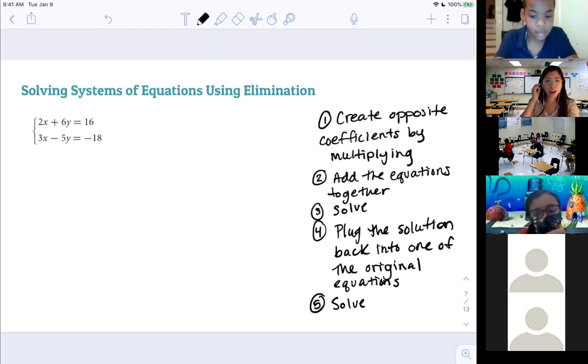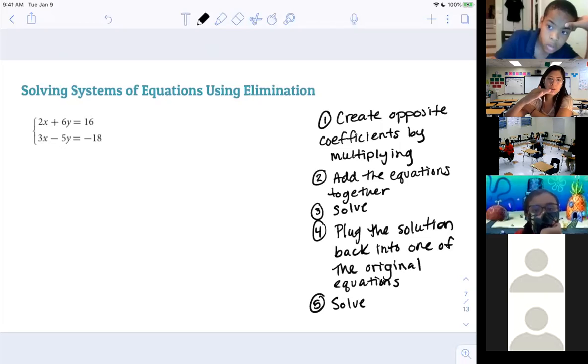So I need to create opposites, but at the moment, do I have any opposites? No. So I know that I'm going to have to multiply one or the other or both. In this case, am I going to have to multiply the top equation, the bottom equation, or both equations? The top. Okay, so the top. What can I multiply the top by?